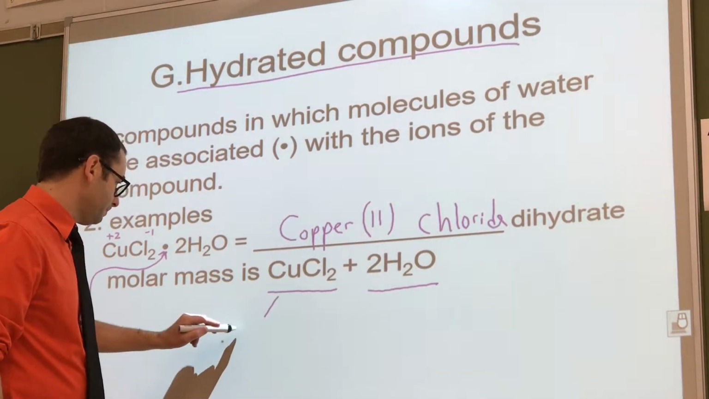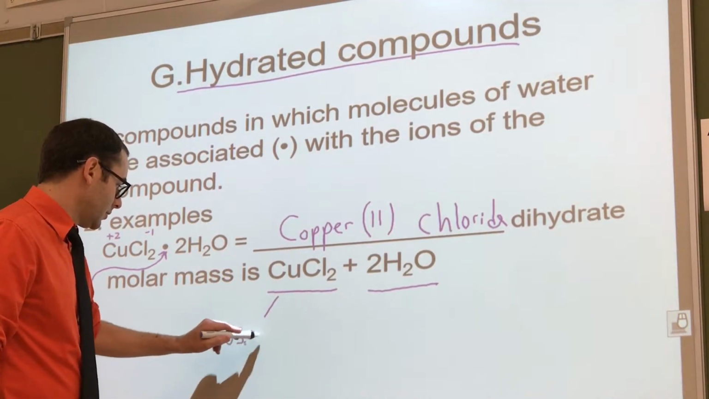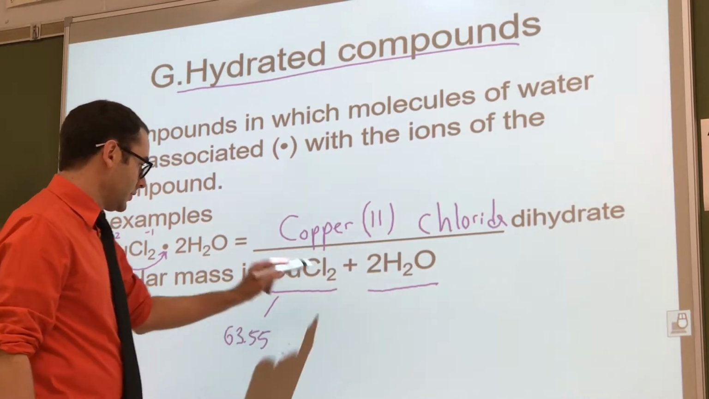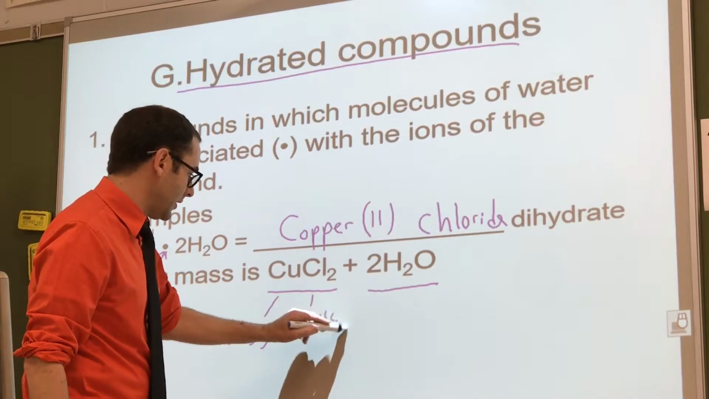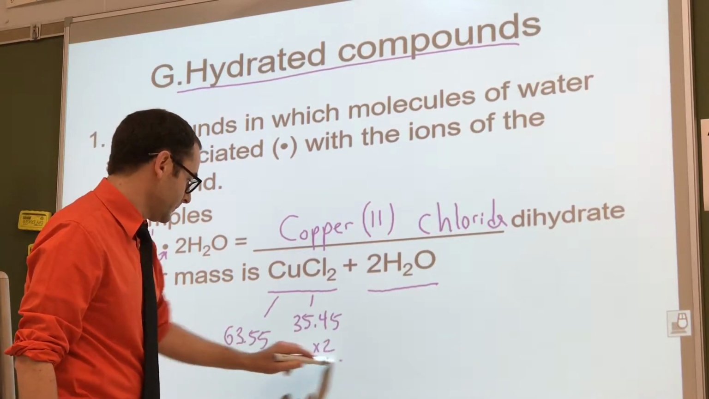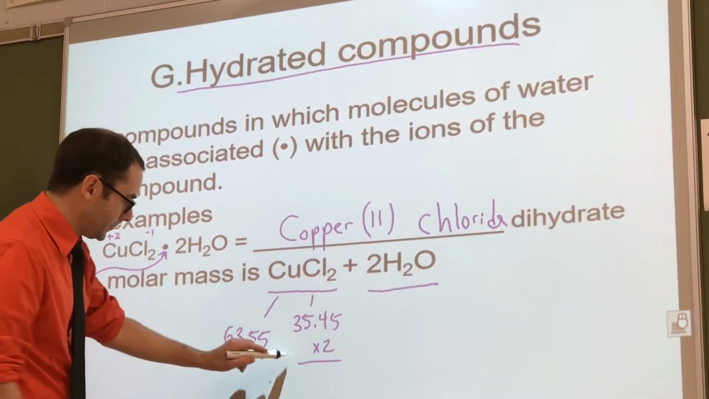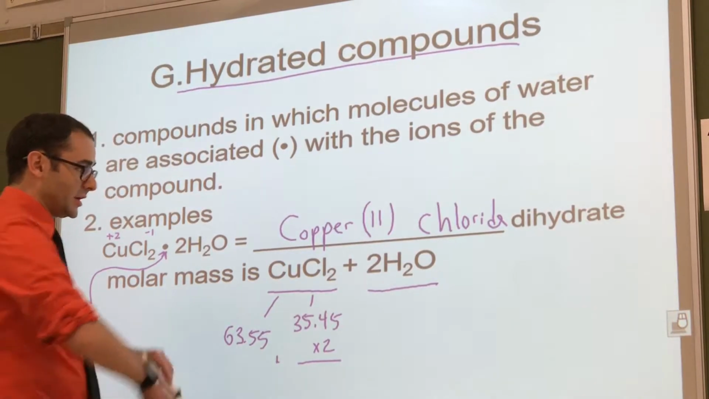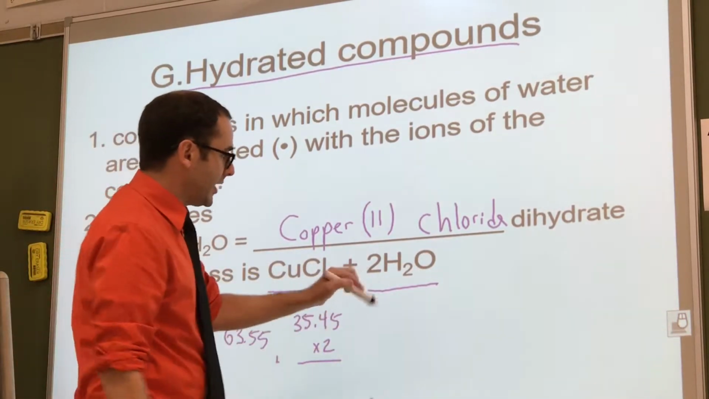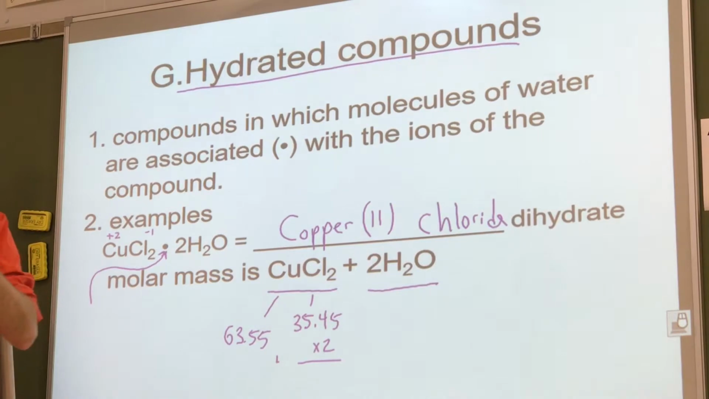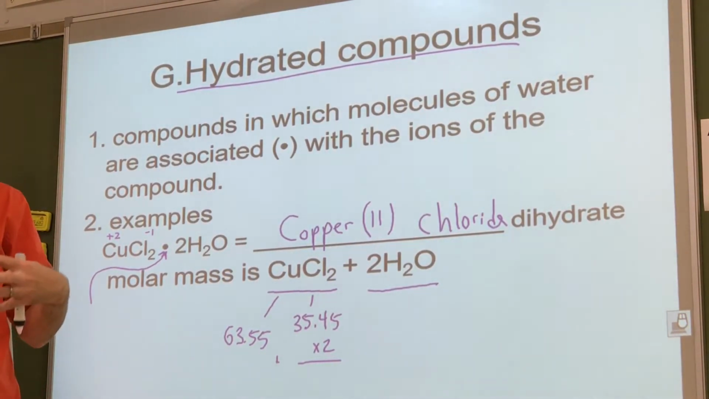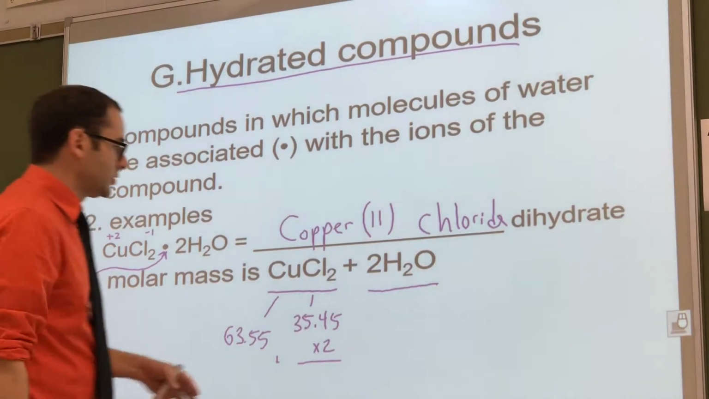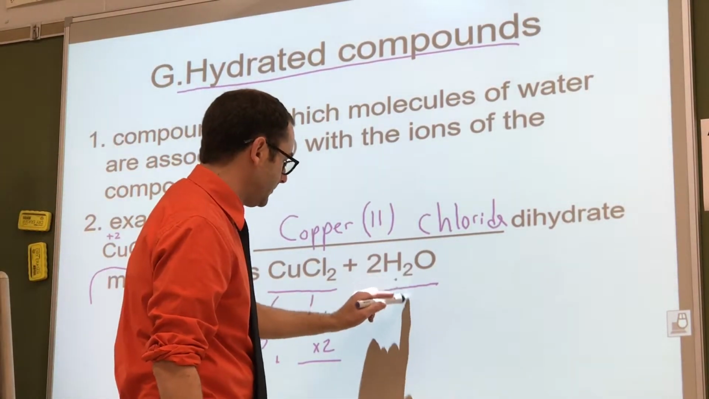So copper is 63.55. Chloride is 35.45, and there's 2 of them. So you can figure out this part, all right? Figure out what that is. And then you figure out what water is. Now the cool thing with hydrates is, there's always going to be a multiple of water. So if you want to, you can kind of memorize water's molecular mass, so you don't have to do the work for this each time, all right?